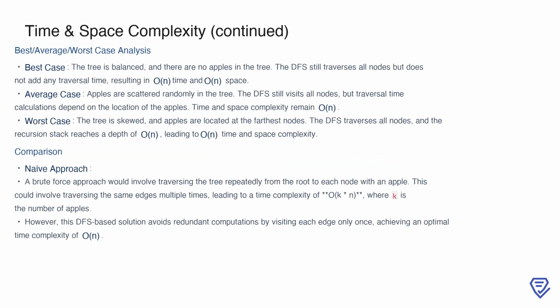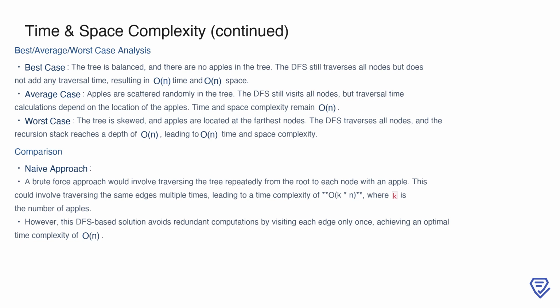Now, analyzing the best, average, and worst cases gives us further insight. In the best case, the tree is balanced, and no apples are present. While the DFS still visits all nodes, no additional traversal time is added, so the time complexity is O(n), and the space complexity remains O(n). In the average case, apples are scattered randomly across the tree. Here, traversal time depends on their locations but still adheres to O(n) for both time and space. The worst case occurs with a skewed tree where apples are at the farthest nodes. This forces the recursion stack to reach its maximum depth of n, and traversal still visits all nodes, resulting in O(n) for both time and space.